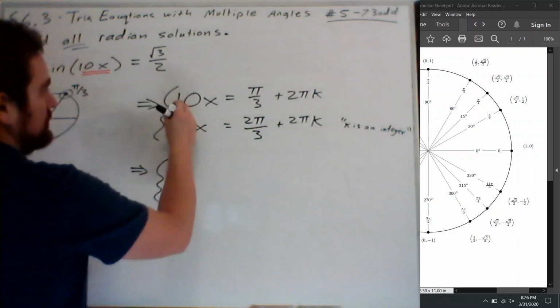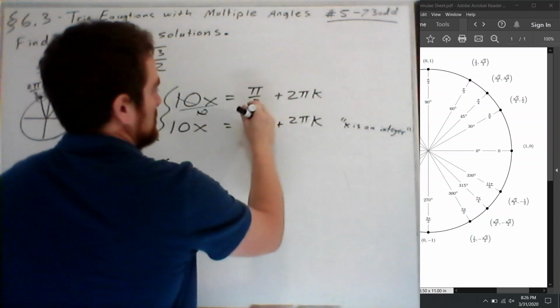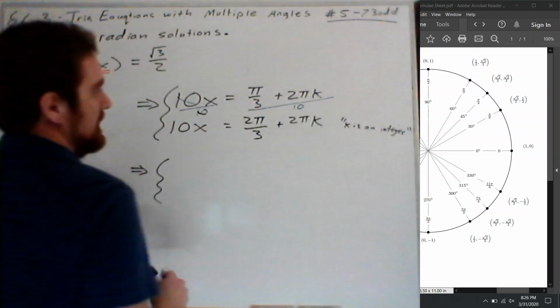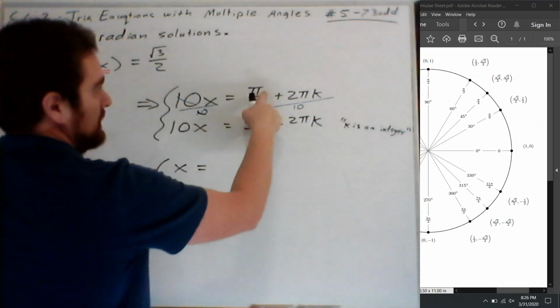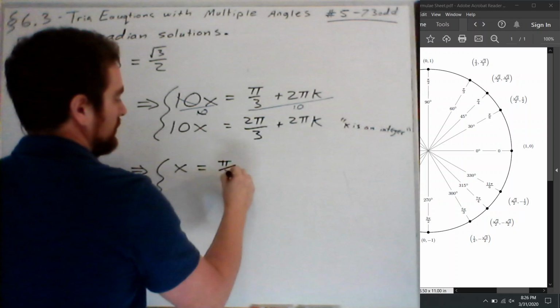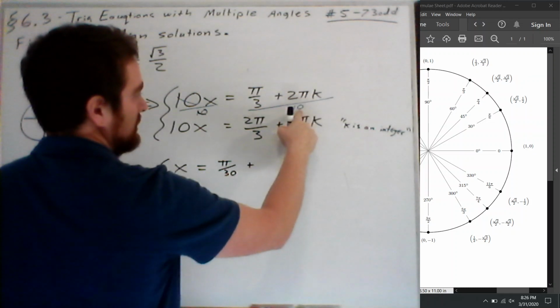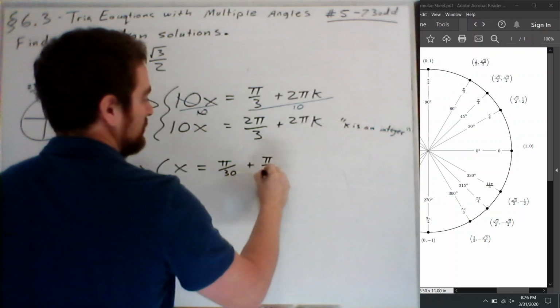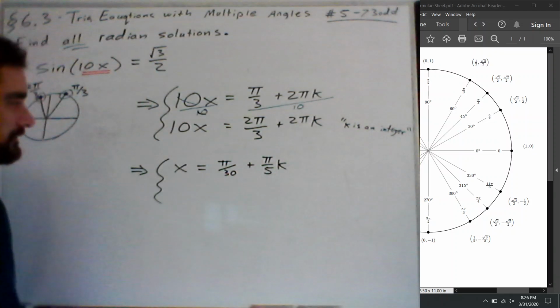Really all we need to do is just divide out by this multiple of 10, which means I'm taking this whole expression and dividing by 10. I'm getting x is equal to, if I do pi over 3 divided by 10, that's pi over 30, plus if I do 2 pi k divided by 10, that's pi over 5 k. Pi over 5 times k, so k is in the numerator.